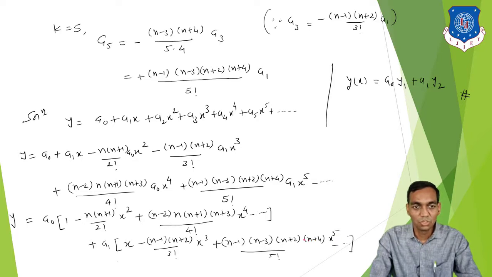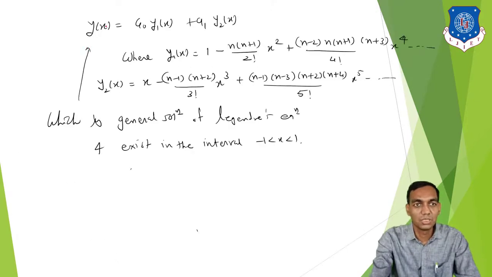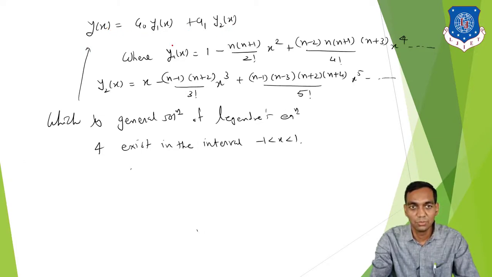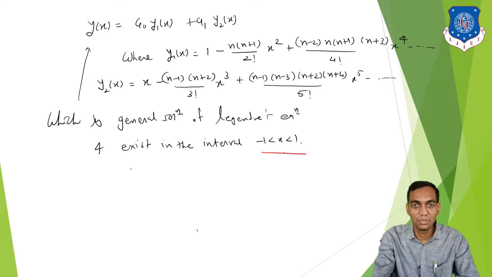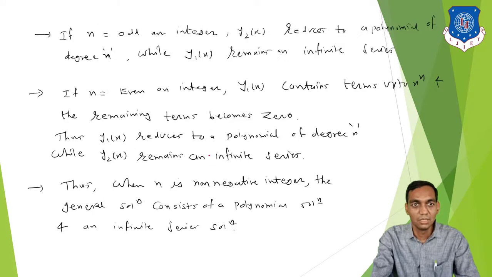Done? So here, basically, we have a gap of 2 here, also that is a gap of 2. So the general solution is a0 y1 plus a1 y2, where y1 is this and y2 is this, which is the general solution of the Legendre equation, and the solution exists in the interval from minus 1 to plus 1. Correct?